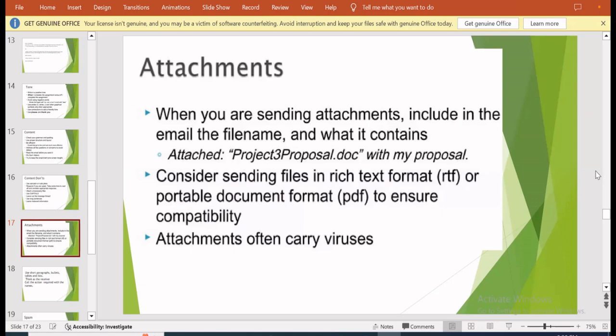If you are attaching any kind of documents, then mention in the body of the letter that you have attached these things so the person will read. Sometimes what happens is that you do not mention it, the person does not check, and after a few days you find that the person has not read it.